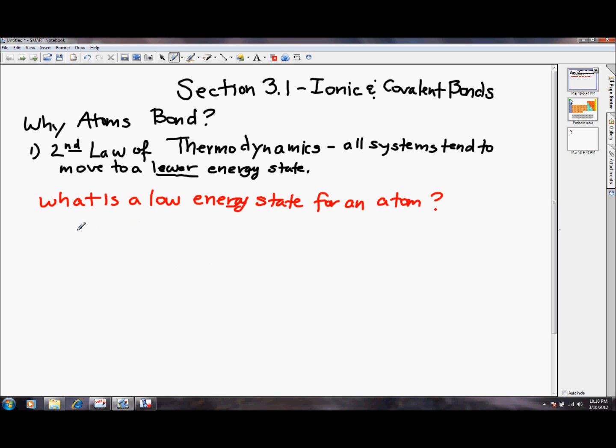Well, in order to determine that, we look at atoms that don't bond. Because it stands to reason, if an atom won't bond to another atom, it's because it's already in the lowest energy state possible. So the answer there is the noble gases. Well, what's special about the noble gases?